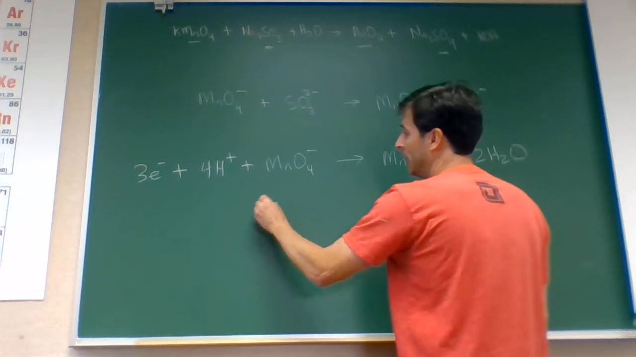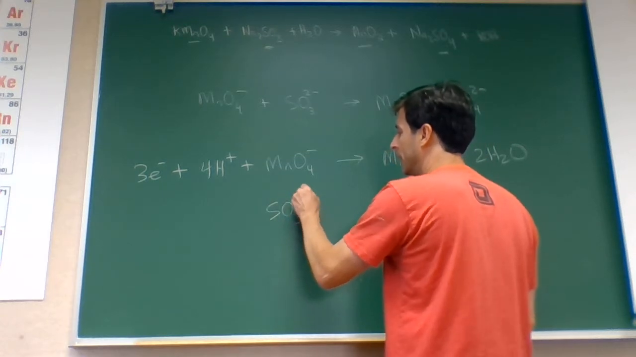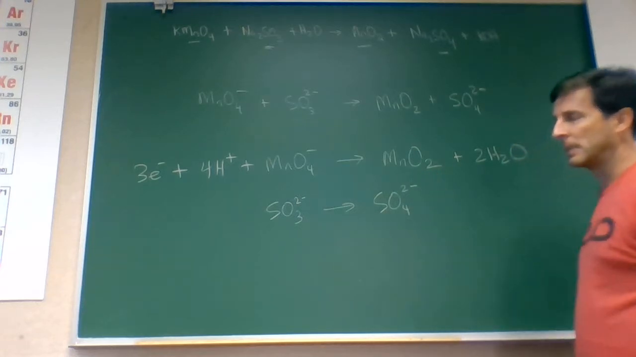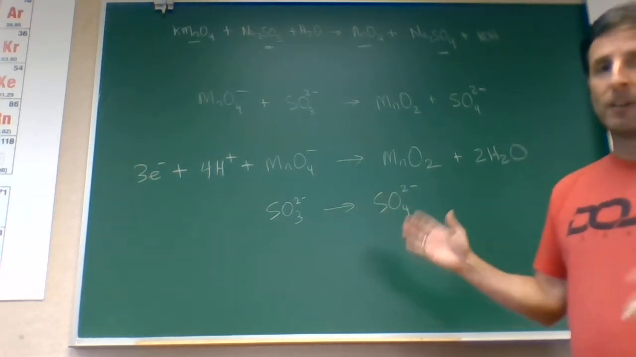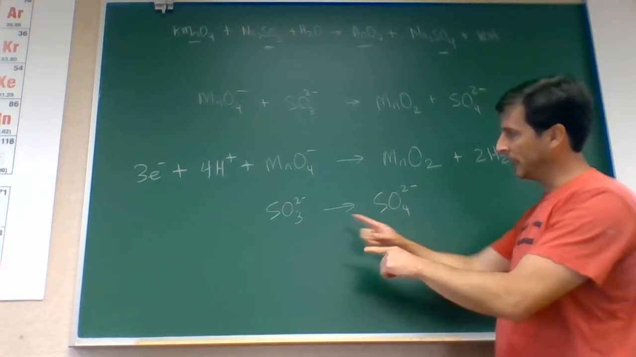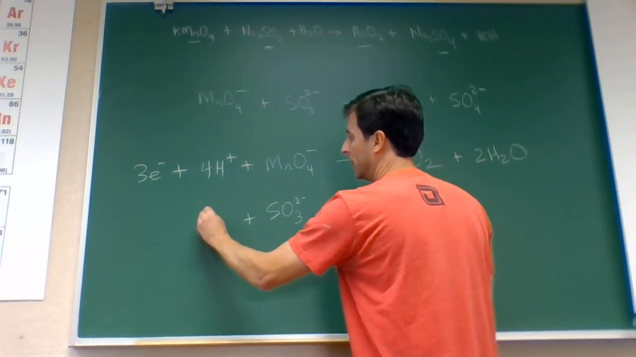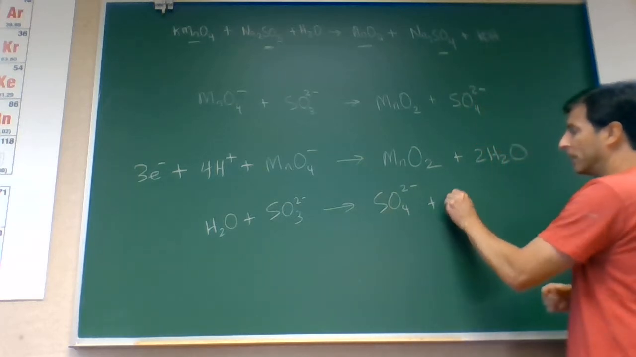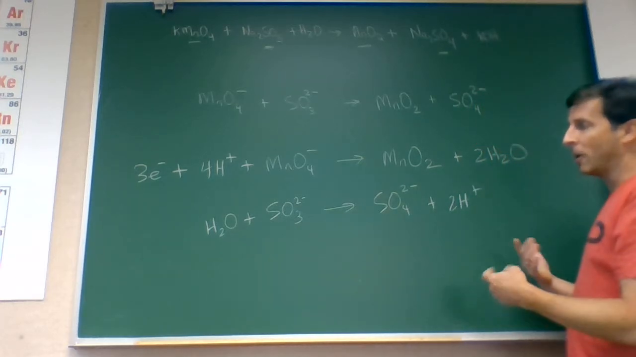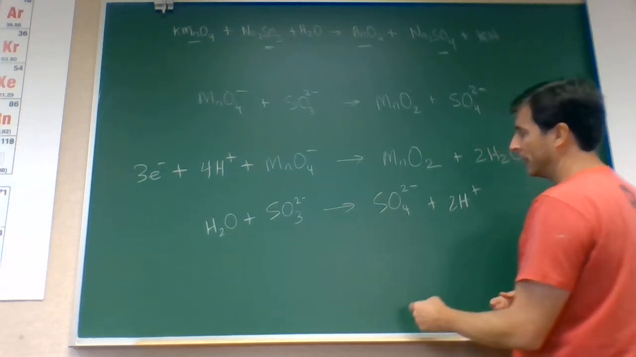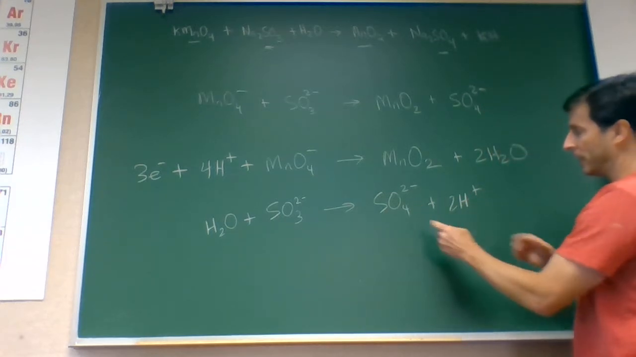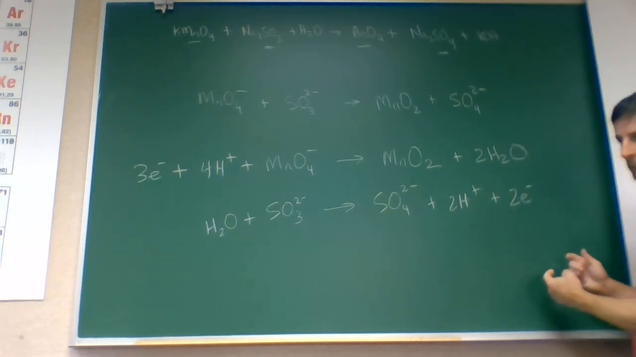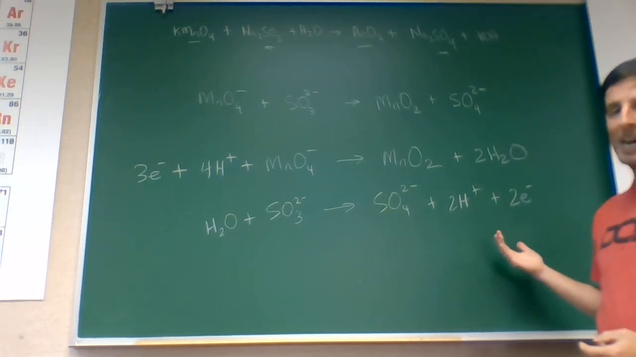The other one, SO3 2 minus becomes SO4 2 minus. Balance sulfur, good. Balance oxygen, I need 1 water on the left. Balance hydrogen, I need 2 H pluses on the right. Charge, -2 over there, -2 plus 2 is 0 here. So I'm going to add 2 electrons to bring 0 down to -2. Okay, so that's my balanced half reaction.